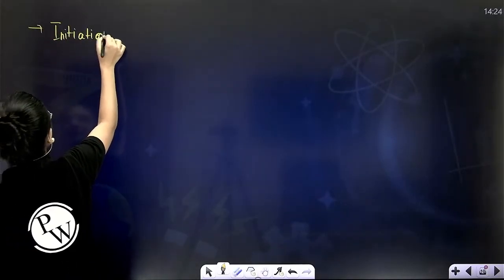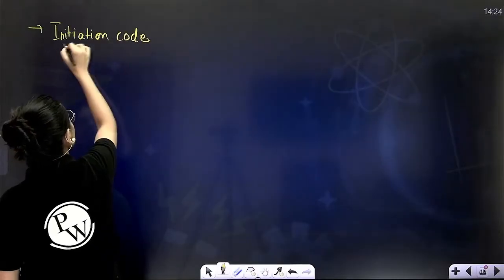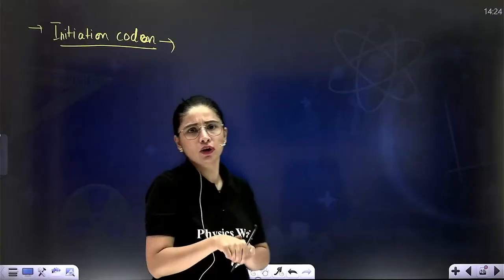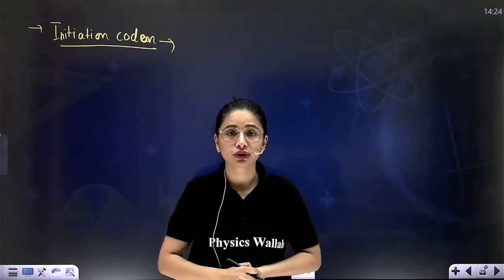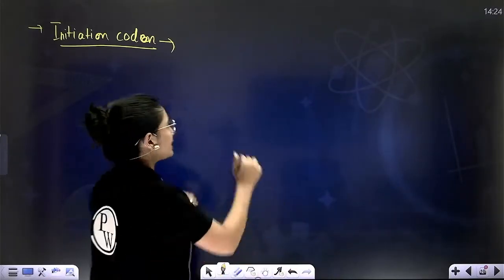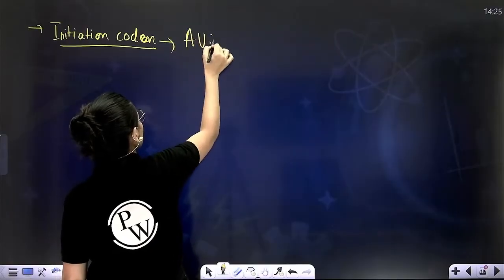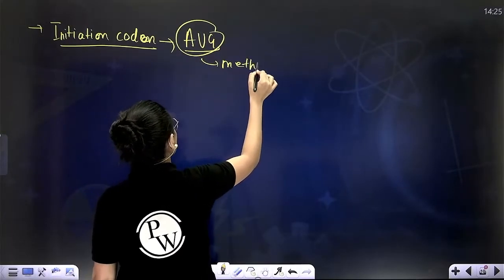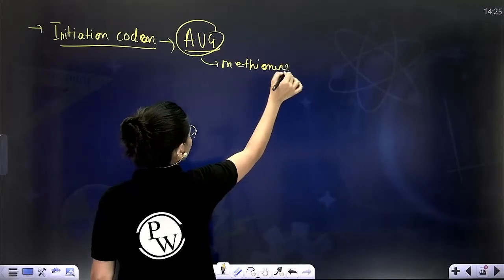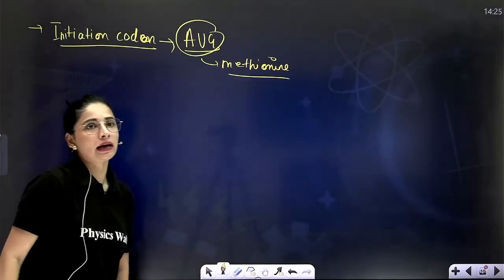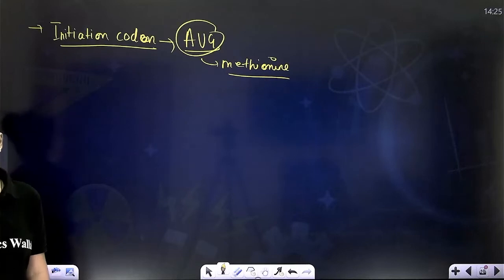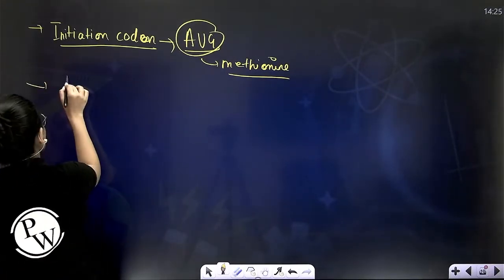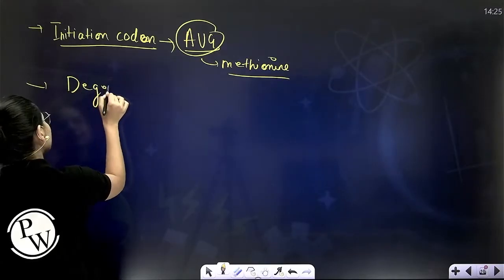These are universal, with few exceptions. Exceptions we are not going to do. Few exceptions can be there, but we are not concerned about the exceptions. You should know the main concept. So the initiation codon is AUG, which codes for methionine. So the first amino acid in every chain has to be methionine. Understood? Next, genetic code shows degeneracy.